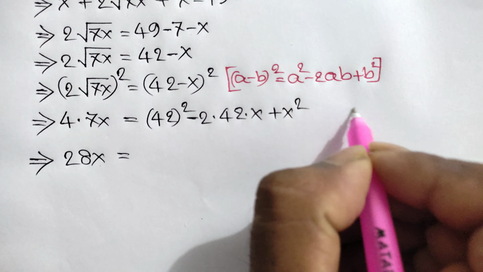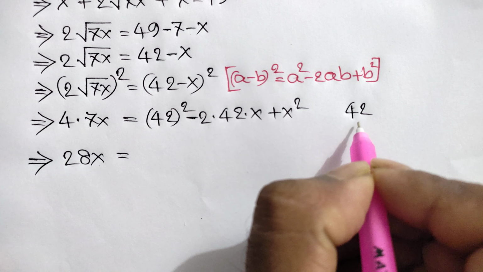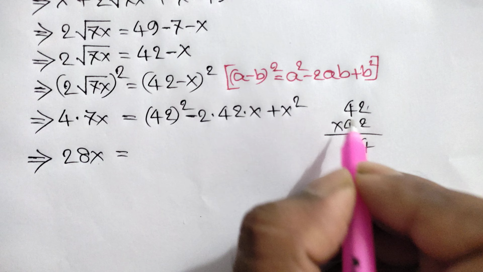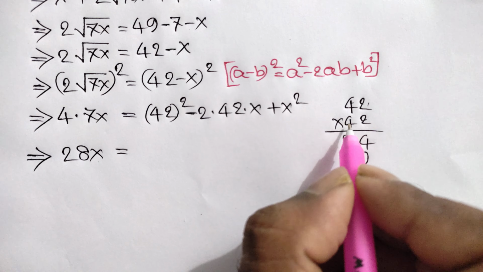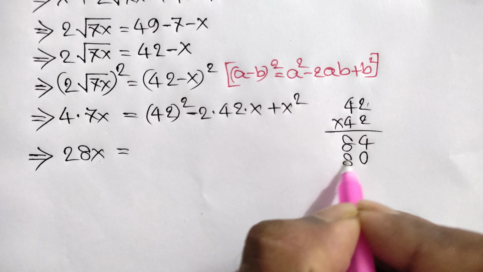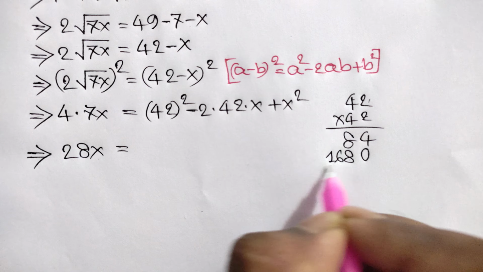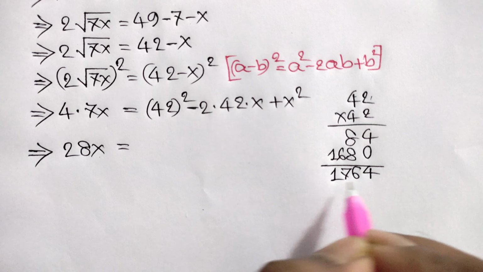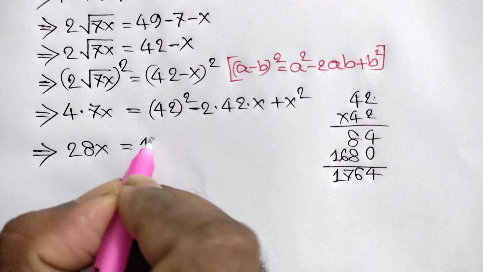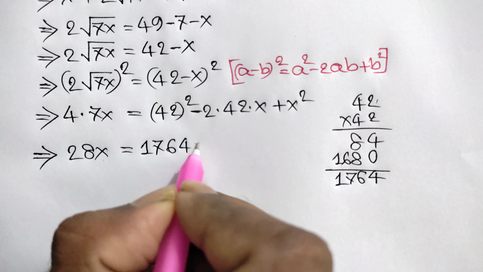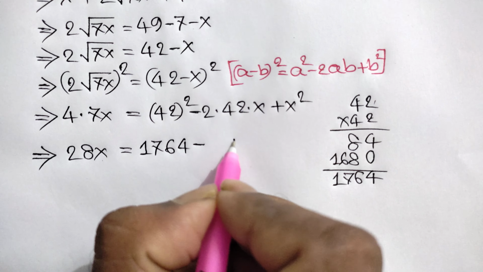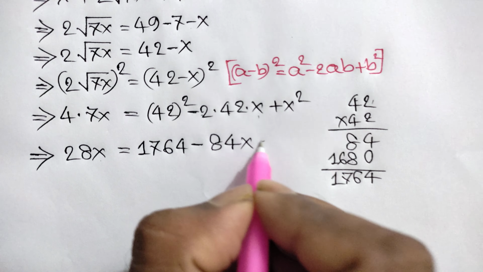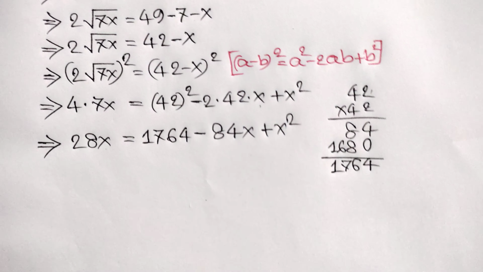That means 42 times 42: 2 times 2 is 4, 2 times 4 is 8, here 0, 4 times 2 is 8, 4 times 4 is 16. Now add these numbers, we will get 1764, so we can write 1764 minus 2 times 42 times x, which is 84x, plus x square.